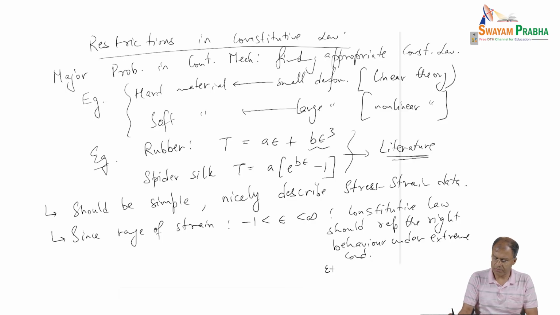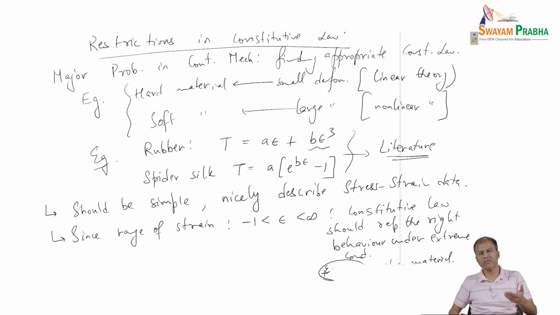So we have that epsilon goes to -1, or the material is compressed. That is, we should have that epsilon goes to -1 when the material is compressed to 0. So this is one extreme condition that the stress-strain relation must exhibit.